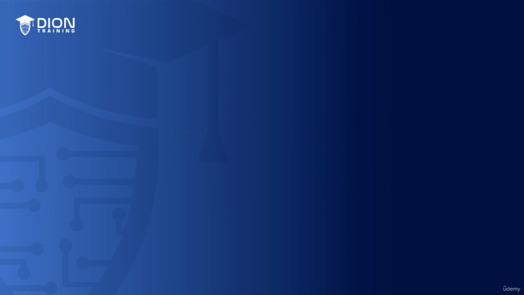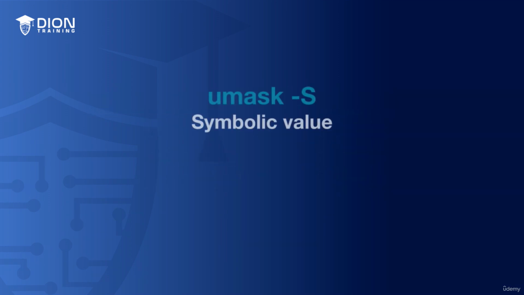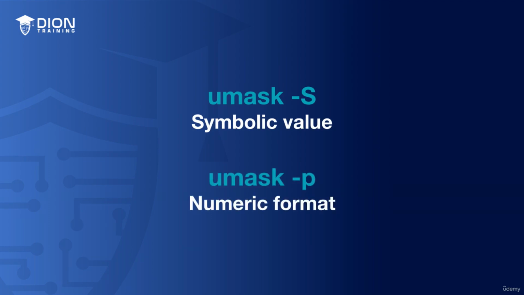The last thing I need to mention in terms of file and directory permissions is the umask command. The umask command is used to set the default permissions for newly created files and folders. This is called the umask command because it's setting up the user-defined permissions for those new files and directories. If you enter umask -S, this will display the current mask as a symbolic value. If you enter umask -P, this will display the current mask in numerical format.